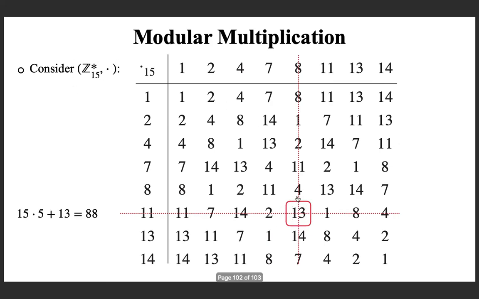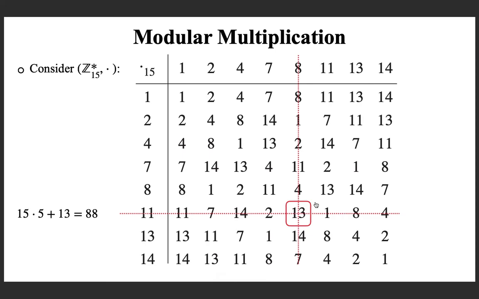We can verify it because 11 multiplied by 8 is 88, which can be written as 15 into 5, that is 75, plus 13. So when you divide this number with 15, you will get 13 as the remainder, and 13 is a number in this system. 13 is relatively prime to 15. So the result is 13.